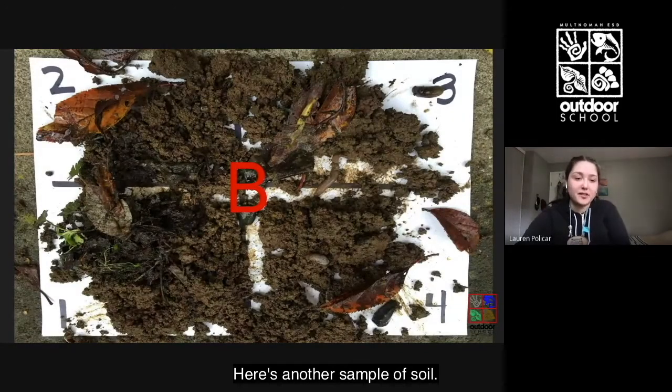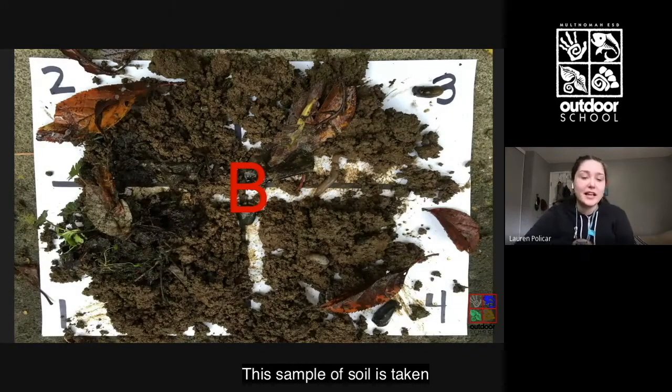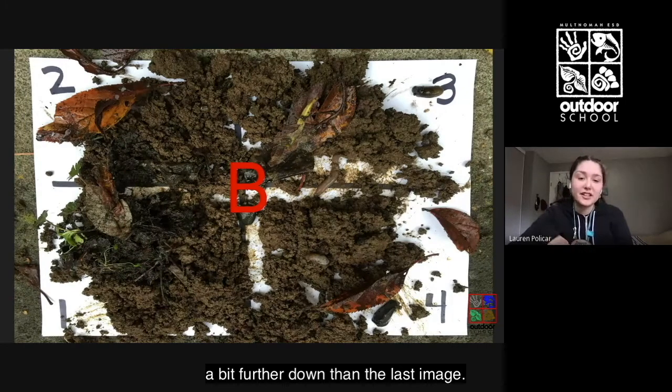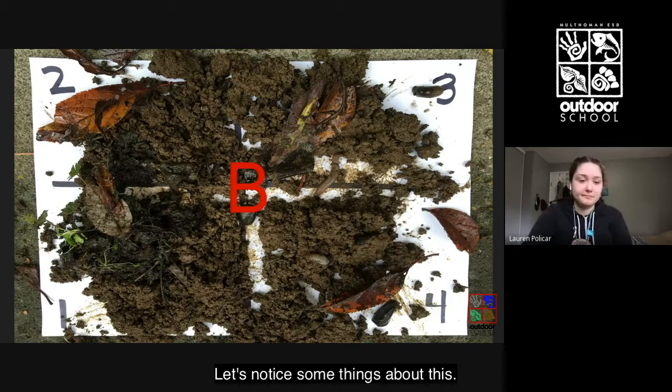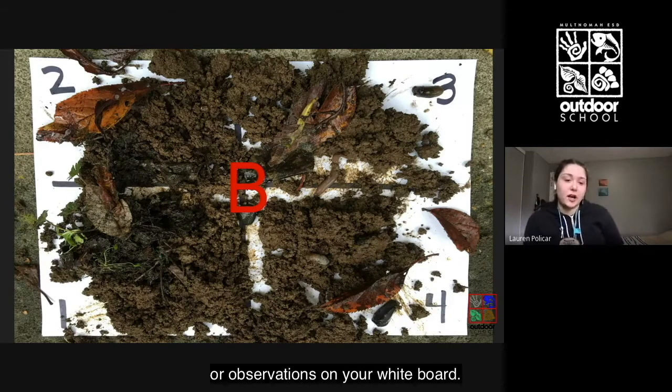Here's another sample of soil. This handful of soil is taken a bit further down than the last image. This soil is from what's called the topsoil. Let's notice some things about this. Go ahead and make some more notes or observations on your whiteboard. What are you noticing?